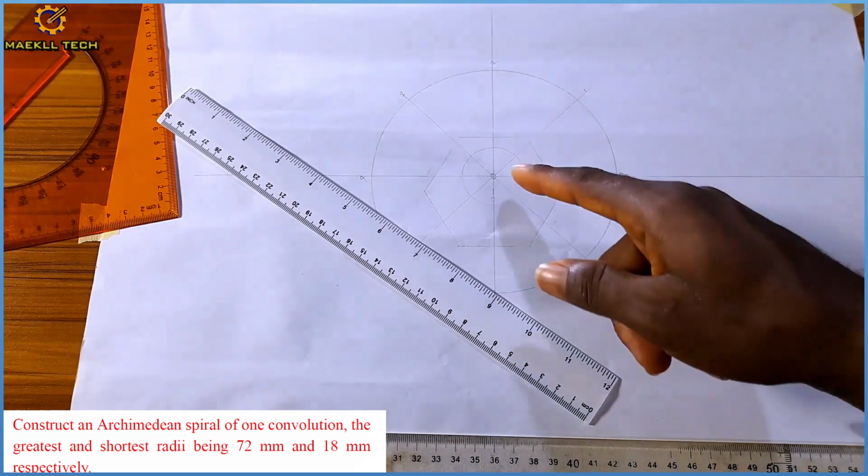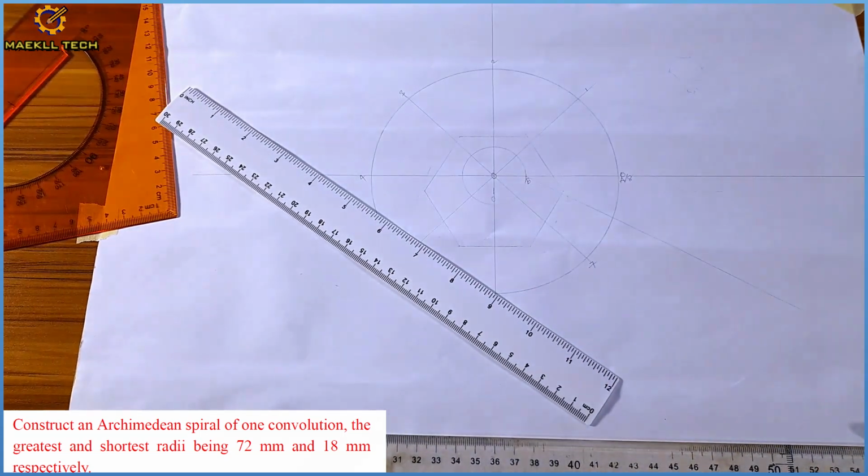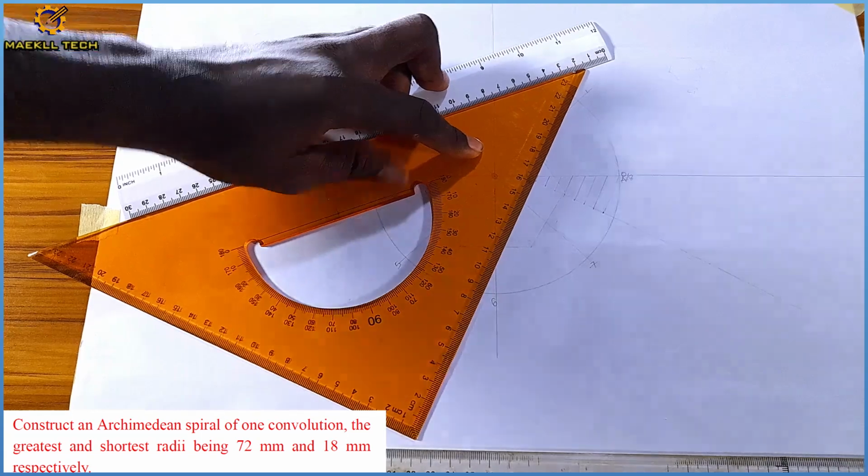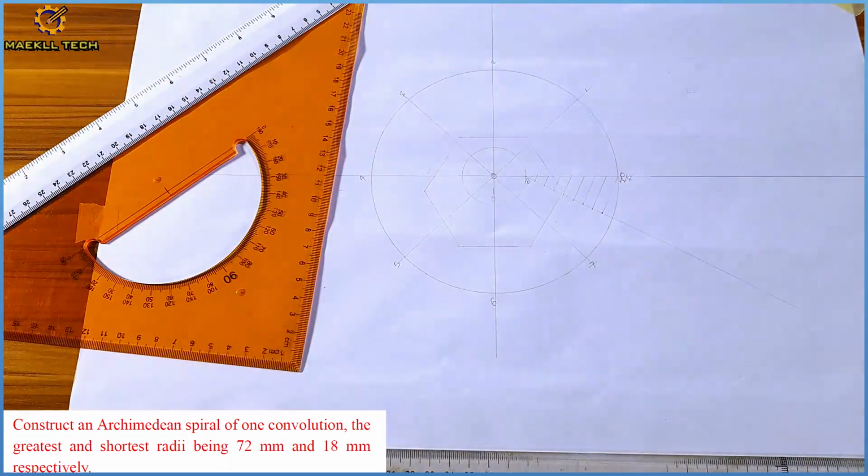So divide B to A into 8 equal parts. If you don't know how to do it, check the link under the description below on how to divide a line into equal parts. Thank you. I'm going to do it offline now. Okay, so I've divided B to A into what?